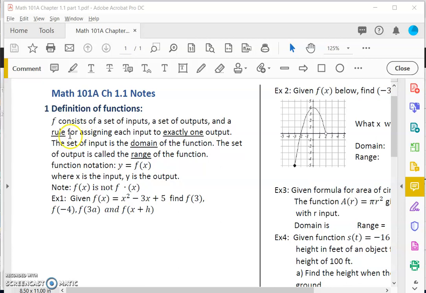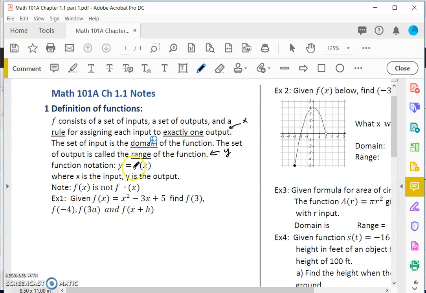A function is a set of rules for assigning each input in a set called the domain to exactly one output in the set called the range. So the input is the domain, the output is the range. And normally we would use X as the input and we use Y as the output.